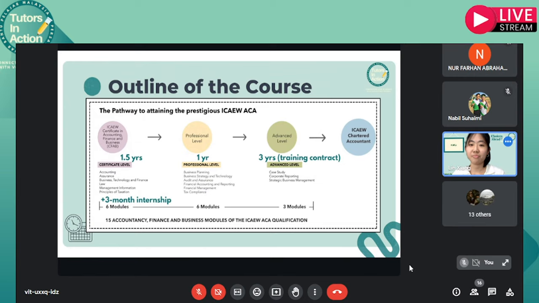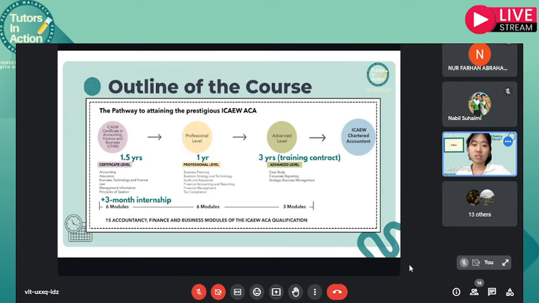Speaking about the outline of the course, one thing I would like to highlight is how ICAEW values practical experience over just theory. As you can see, after your CFAP, you would have to do a 3-month internship. And then for your advanced level, you would be doing a training contract. So what is a training contract? It means that you have to do the last 3 papers while working. It's set by ICAEW. You cannot say, can I be a full-time student and complete the last 3 papers first before I start working? No, you have to do it while you're working.